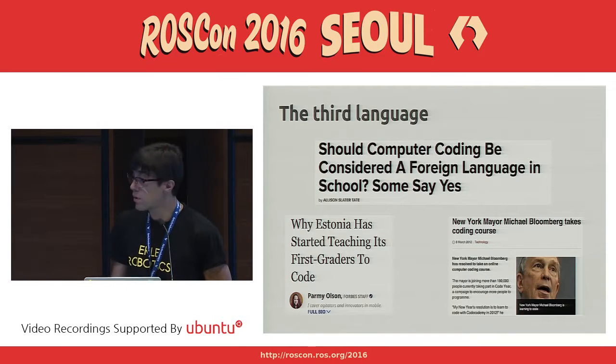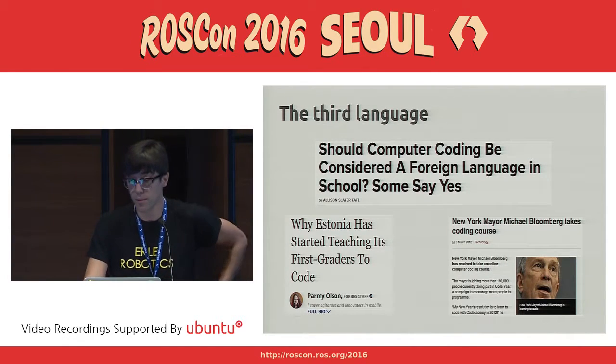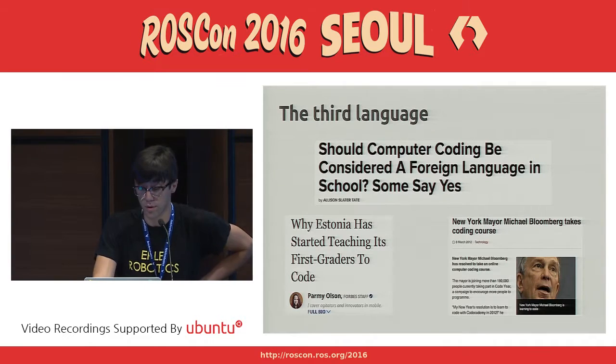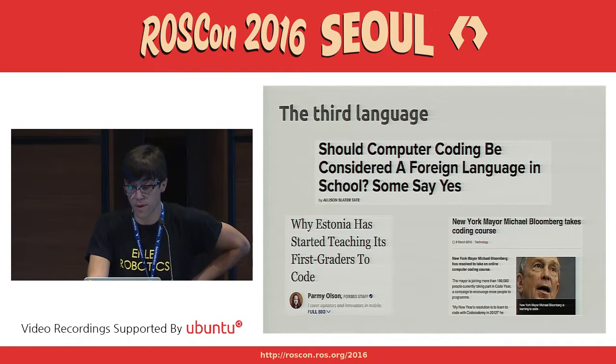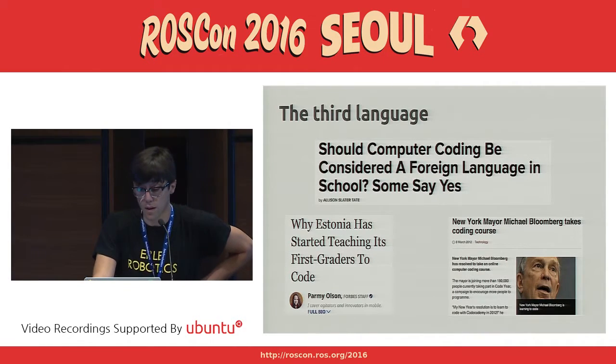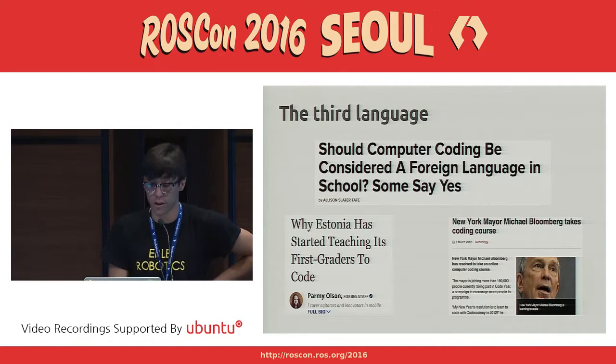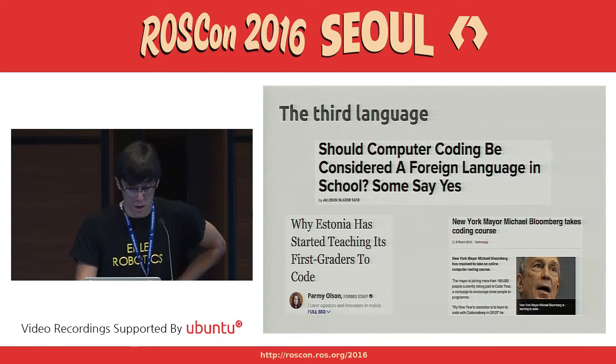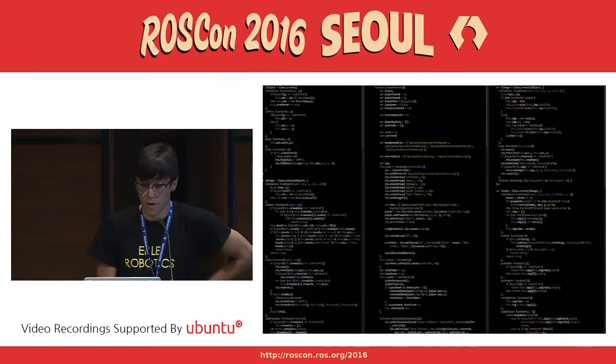Increasingly, people are starting to recognize the importance of learning how to code. For example, the New York mayor, Michael Bloomberg, is taking coding classes nowadays, and the Estonian government has started teaching first graders how to code.